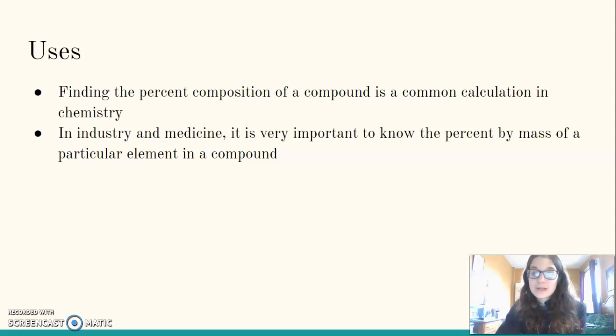So percent composition is used a lot in chemistry, especially in industry when people are developing things, medicine, CSI as well. It's used to identify substances based on the percent by mass of an element that is in a compound, whether that compound is known or unknown. So it is something that is used a lot in chemistry, which is why we are using it here.